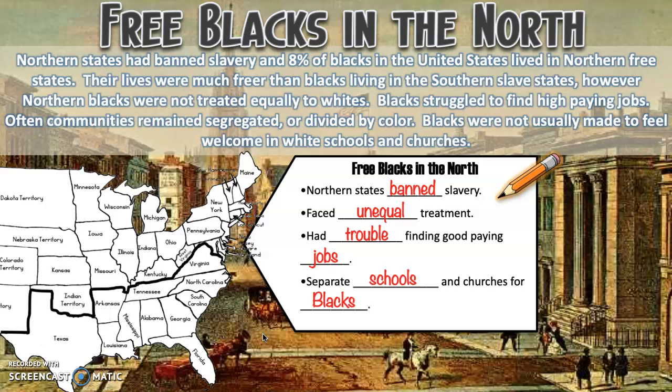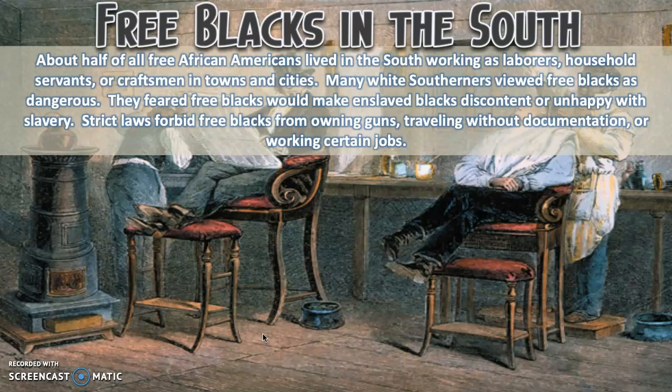About half of all free African Americans lived in the South, working as laborers, household servants, or craftsmen in towns and cities. Many white Southerners viewed Blacks as dangerous. They feared Black people who were free would make their slaves discontent or unhappy to be in slavery. And that really sounds funny saying that, but that was the reality. They thought that their slaves would look at other Black people who were not slaves and go, gosh, I want that.